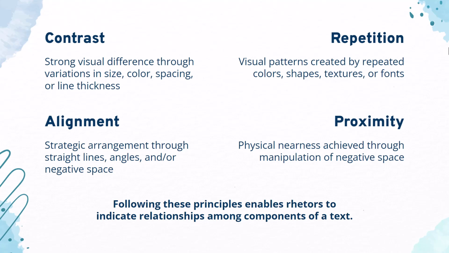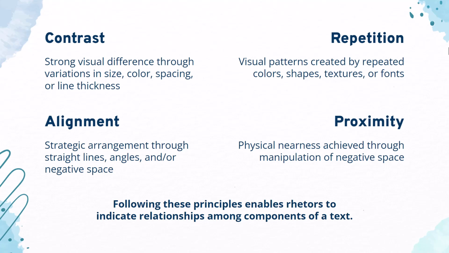Contrast is the strong visual difference that's created through variations in size, color, spacing, or line thickness. Repetition refers to the visual patterns that are created by repeated colors, shapes, textures, or fonts. Alignment is the strategic arrangement through straight lines, angles, and/or negative space.